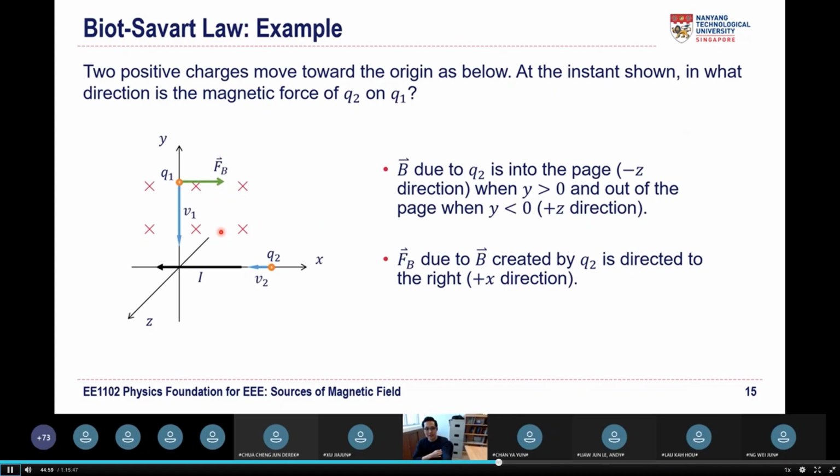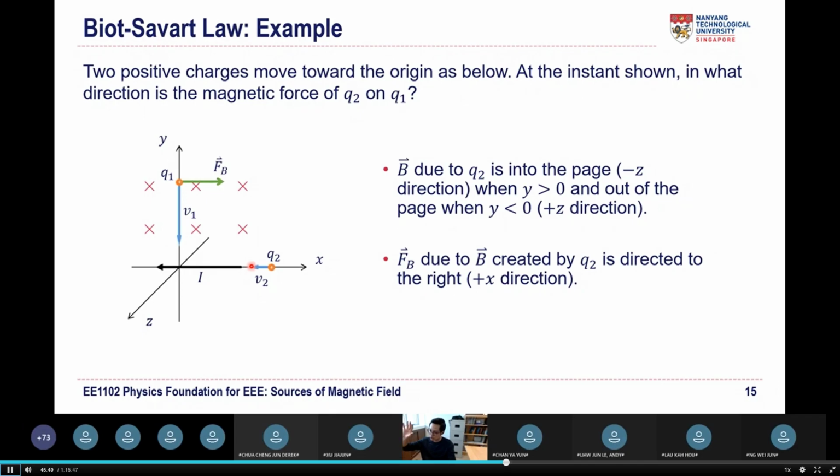Right, so let's take a look at this example. We have two positive charges moving towards the origin, as shown here. That one is moving along the y-axis. This one is moving along the x-axis. At the instance shown, in which direction is the magnetic force of Q2 on Q1? Okay, so what does that mean? Q2 is moving this way, and that's a current moving in that way, right? And in which direction is the magnetic field going to be created due to Q2?